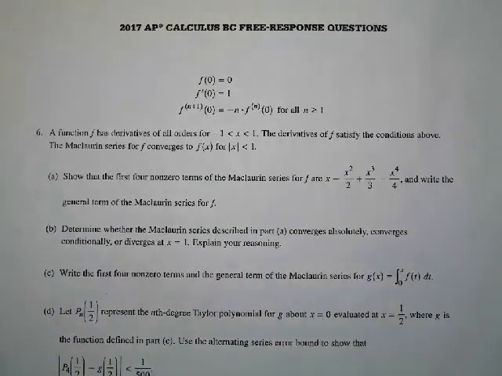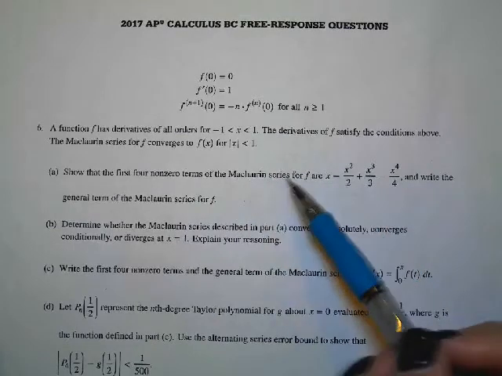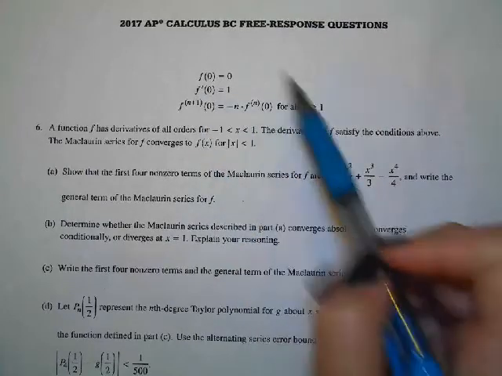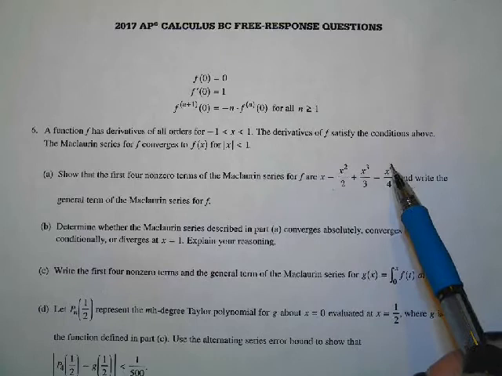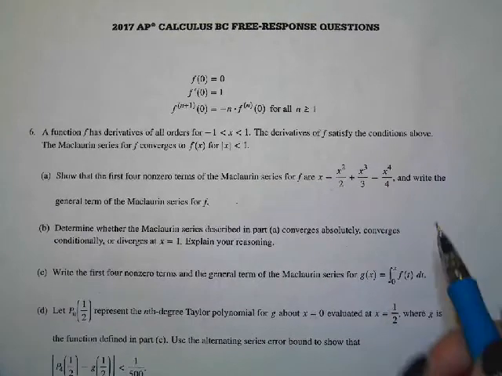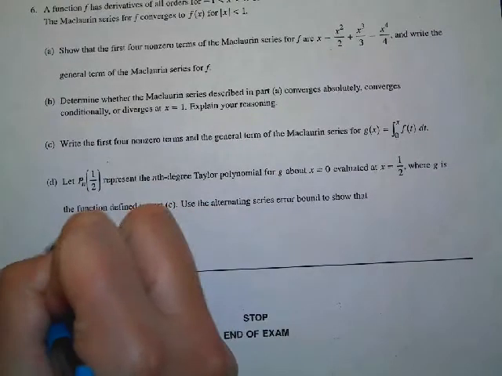All right, this is the 6th FRQ for the 2017 BC exam. First they're asking you to see that this is a Maclaurin series and these are the first 4 terms, and they want you to take this information and show that these are the terms that you would get, and then they also want you to write the general term of that series. So I'm going to go ahead.